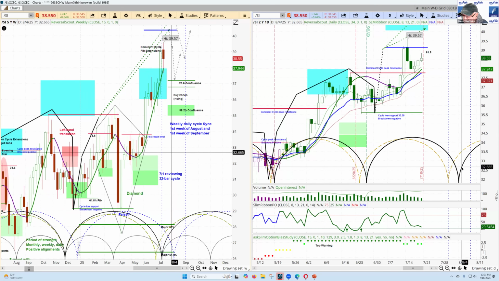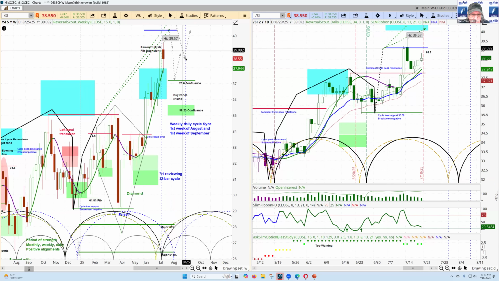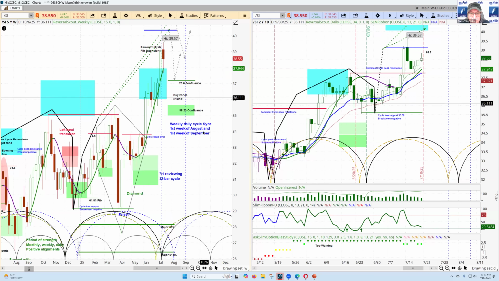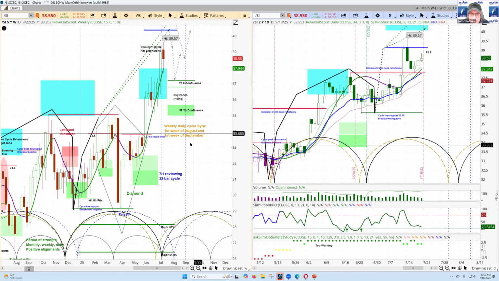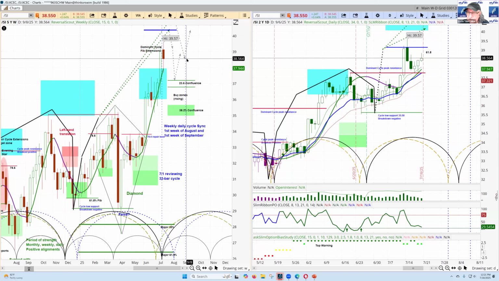The next cycle over here is 9.7. That's the first week of September, and that's this one over here. I'm showing both of them because I don't really know if it's the first week of August or the first week of September that this corrective period, which is likely going to come, is going to end.